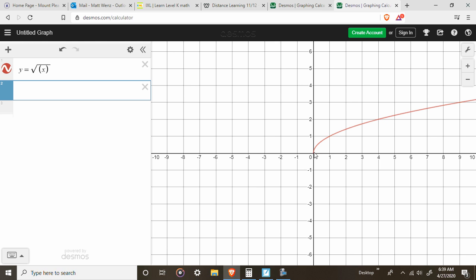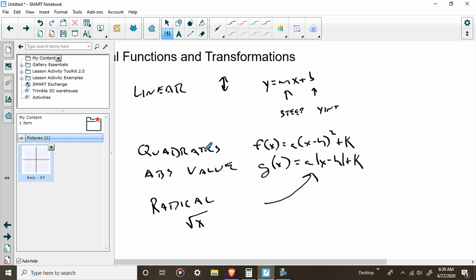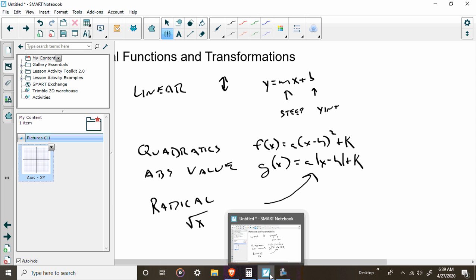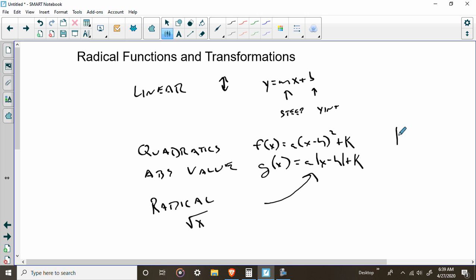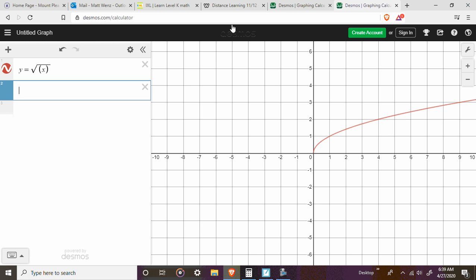Now for quadratics and absolute value, we're looking for the vertex. Negative h, k was the location of the vertex. It was just a matter of whether it was a U shape or a V shape. We were looking for the vertex. In this case, we're not going to be looking for the vertex. We're going to be looking for the endpoint.